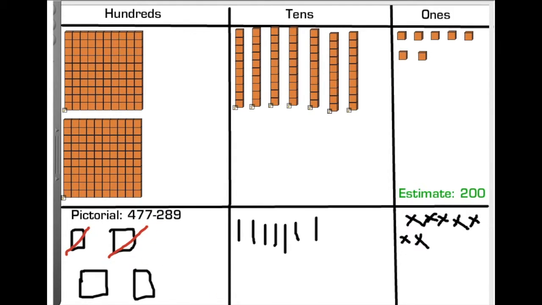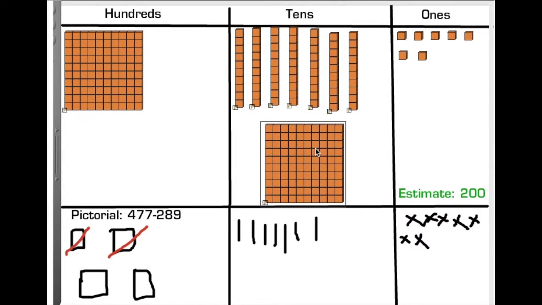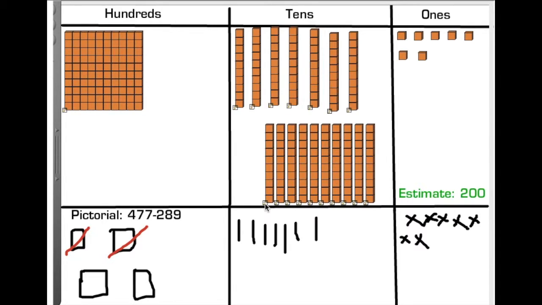Now the next place that we need to go is the tens place. We see that the question asks us to subtract 8 tens from 7 tens, and we know that 8 tens is more than 7 tens. And we can look at our blocks to remind us of this. So in order to make this subtraction possible, we need to make a trade. And in order to get more tens, we need to trade 100 to get 10 tens.